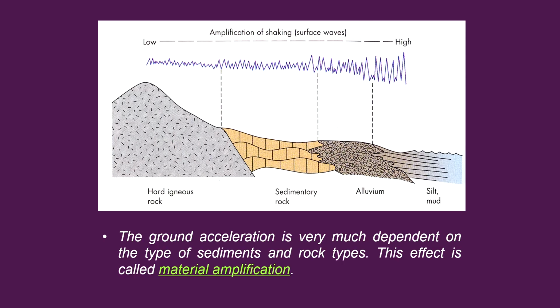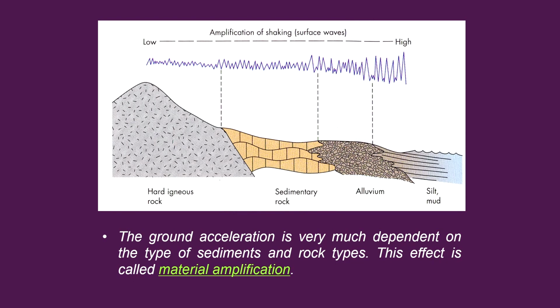Okay. Now, rock types, one can say that all rocks are hard rocks. It is not like that. Few rocks, even though they are hard, but if they are fractured, jointed, then they will have a different scenario of ground shaking. Similarly, the sediments, we have cohesive sediments, we have cohesionless sediments. Okay. Water saturated sediments, devoid of any water. So, those areas will have different implications in terms of the seismic shaking. So, that effect is called material amplification.